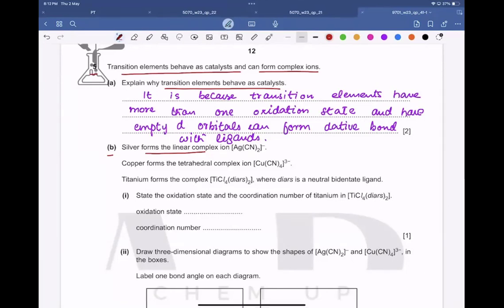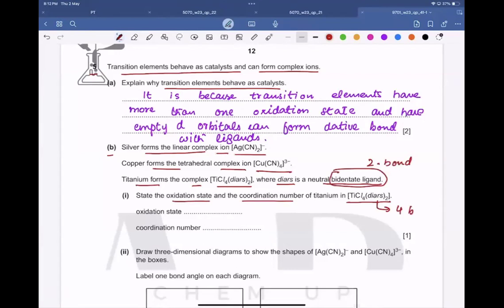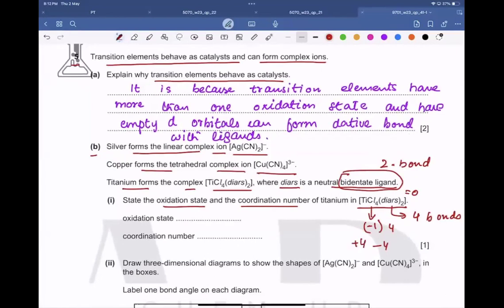Silver forms a linear complex ion. Okay, this is the formula. Copper forms a tetrahedral complex ion. Titanium forms a complex where the ligand is a neutral bidentate ligand. State the oxidation state and the coordination number of titanium in this. As they have told you it's a bidentate ligand, it means it is forming two bonds. There are two of these ligands, which means they are going to form four bonds, and there are four chloride, and the net charge is 0. Chloride has a -1 charge, so four chloride makes -4. If the net charge is 0, then titanium must have a +4 oxidation number.